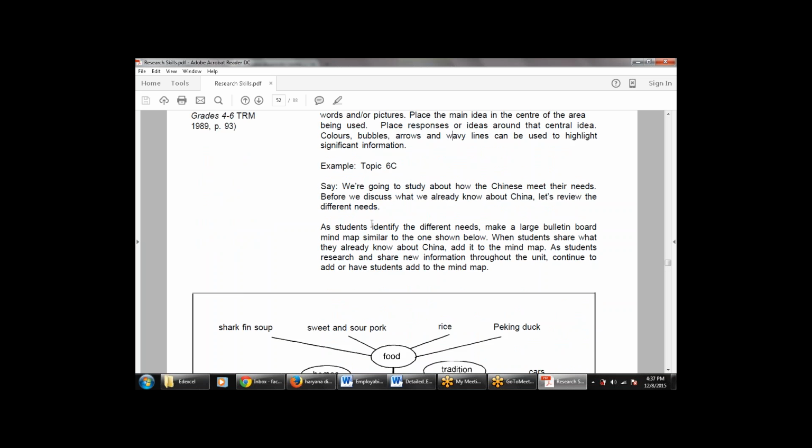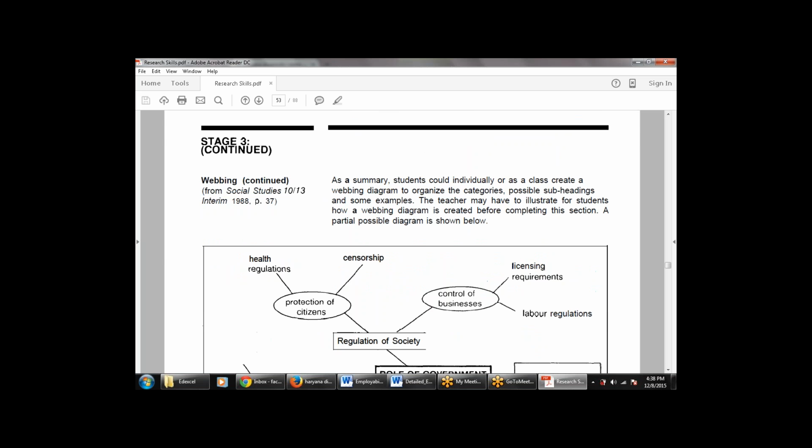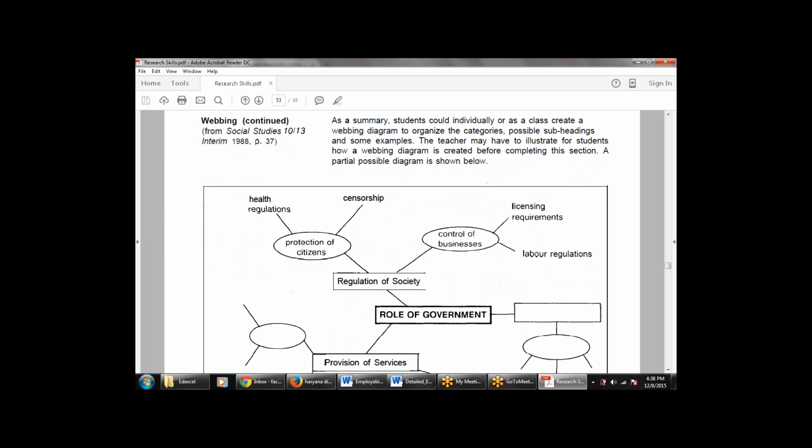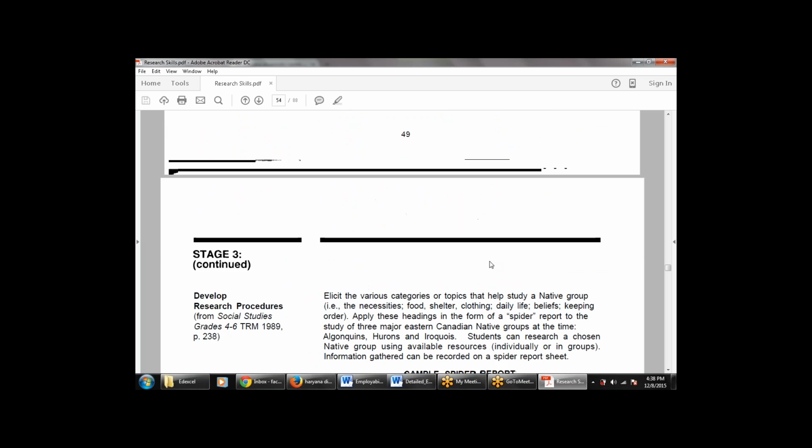This is one of the examples. This is the example of China, which includes food, homes, tradition, transportation, and clothing. And transportation also includes three parts: either they are using cars, aeroplanes or bicycles. And this is also one of the categories, the role of the government, which is also webbing, so we can see the parts of the webbing.